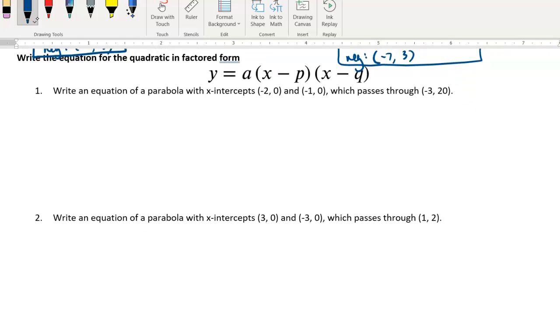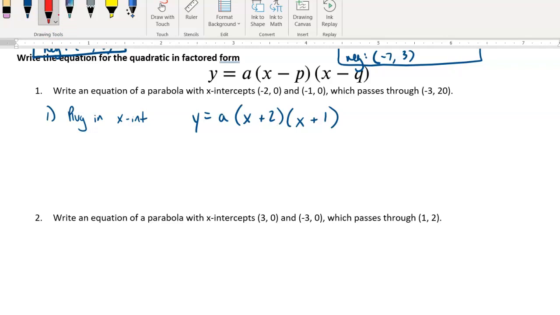So remember, we have the factored form of a parabola. So here they give us the x-intercepts are at negative 2, negative 1, and it passes through the point negative 3, 20. The first step is we're going to replace the x-intercepts with their values. So if I plug in the x-intercepts, I'd have y equals a, and then it's going to be x minus negative 2, so that's x plus 2. Then it'll be x minus my other x-intercept, which would be negative 1. X minus negative 1 would be x plus 1. Okay, so that's my first step.